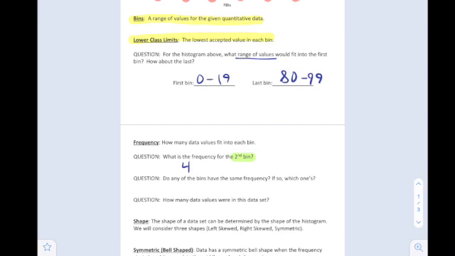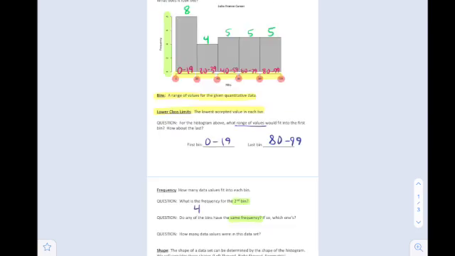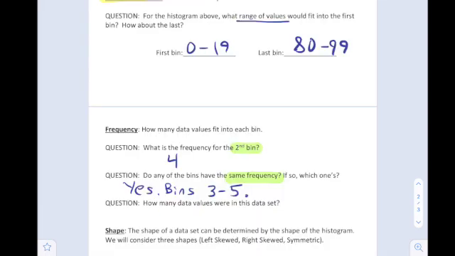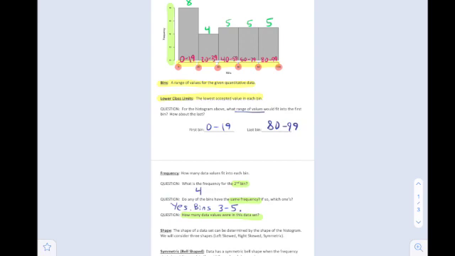Next we're asked, do any of the bins have the same frequency? Well, yes, as we saw above, 3 of the bins had a frequency of 5, a height of 5. So we'll say yes, bins 3 through 5. That's a proper way to name these, as this is the first bin, second bin, third bin, fourth bin, and then the 5th bin. Next we're asked how many data values were in the set. Well, this is a pretty easy thing to figure out.